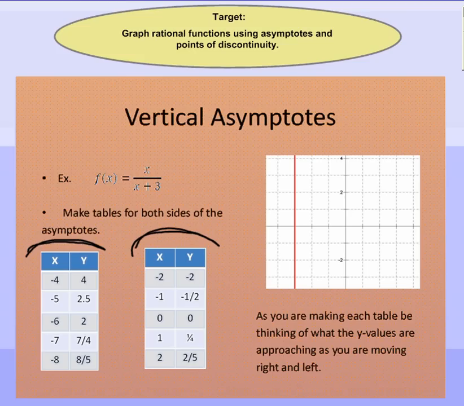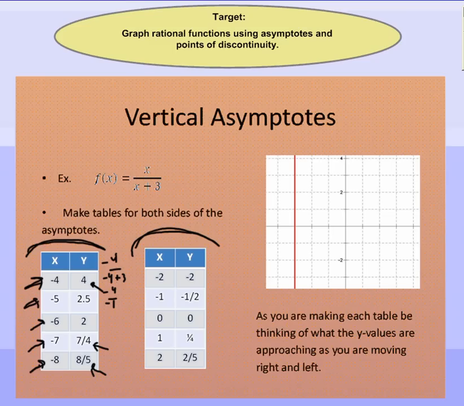One is for what is going on with this graph to the right of the asymptote, and one is for what is going on to the left of the asymptote. So basically all I've done is chosen some values. I chose -4. I inputted it in for x. You get -4 over -4 plus 3, which is -4 over -1, which gets you 4. When you input -5, you get out 2.5. When you input -6, you get out 2. When you put in -7, you start getting fractions, 7/4, which is about 1.75. When you put in -8, you get 8/5, which is about 1.6.